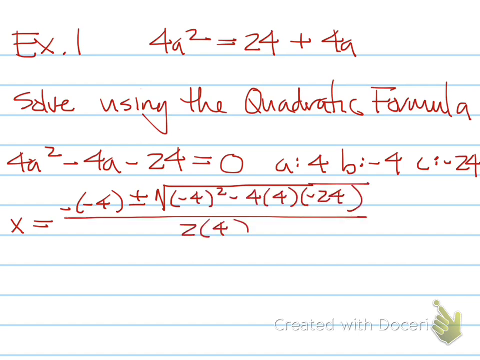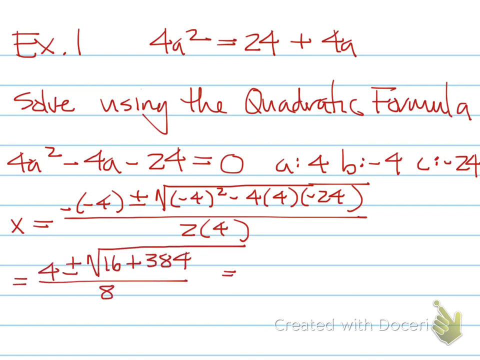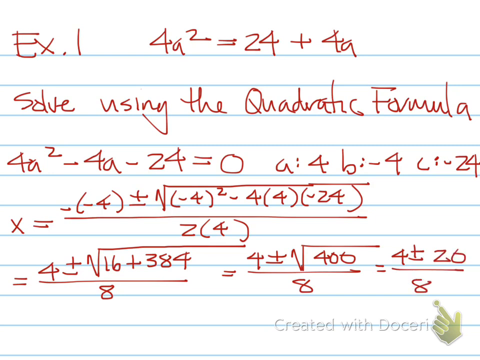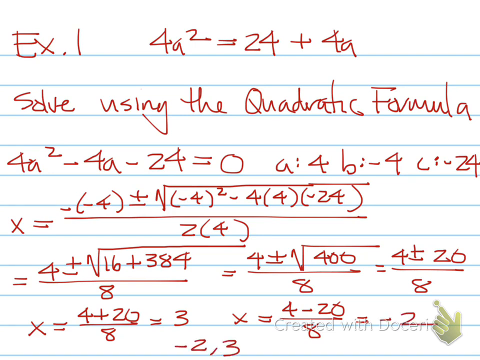Once we have it all plugged into the quadratic formula, we want to start with the radicand. Negative 4 squared is 16. Negative 4 times negative 24 is 384. 384 and 16 is 400. Square root of 400 is 20. 4 plus 20 over 8 is one of our roots. That's 3. And then 4 minus 20 over 8 is our other root. That's negative 2. So our two roots are negative 2 and 3.